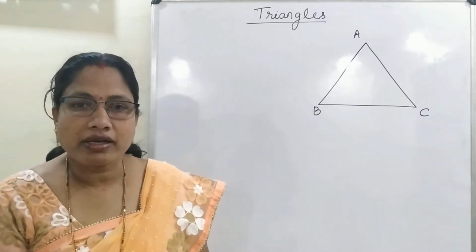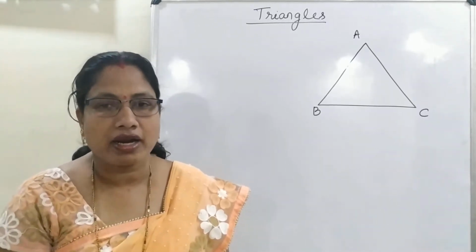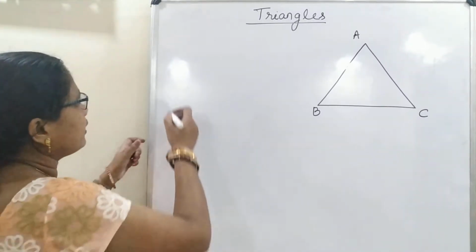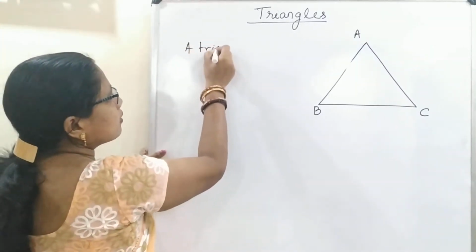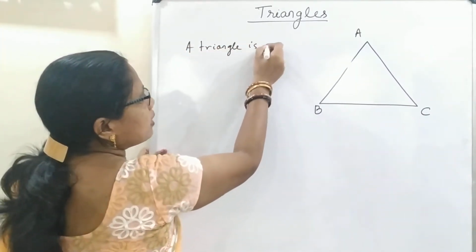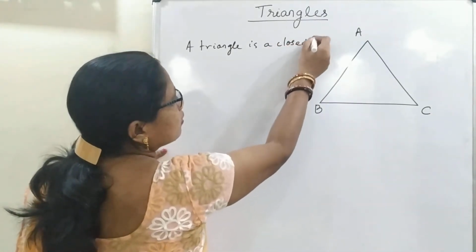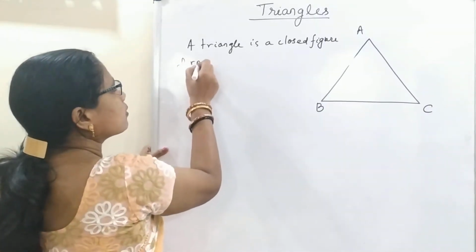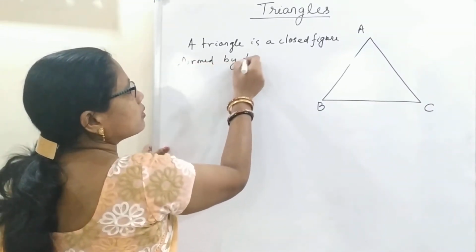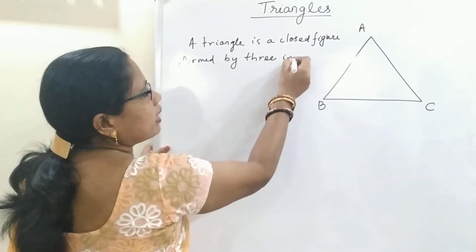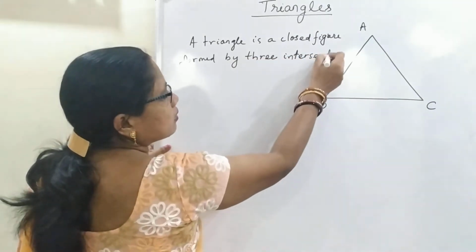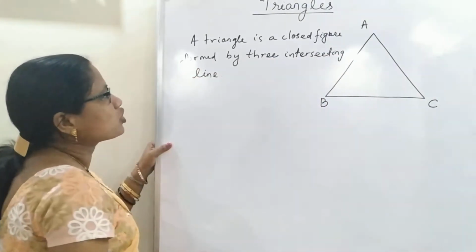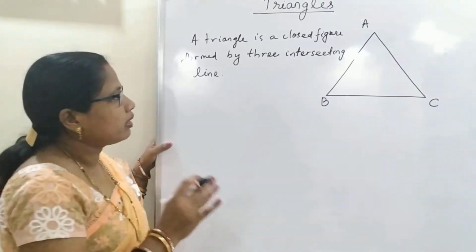Students, in your earlier classes, you already know what a triangle is and what its properties are. So, you know what a triangle is? A triangle is a closed figure formed by three intersecting lines. So a triangle is a closed figure formed by three intersecting lines.